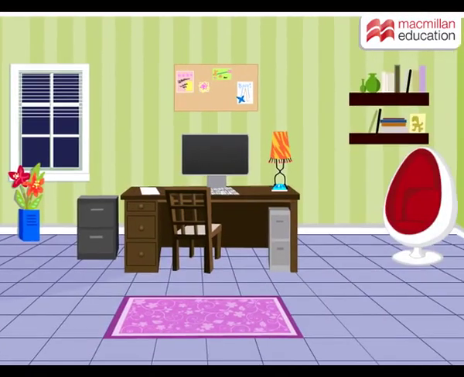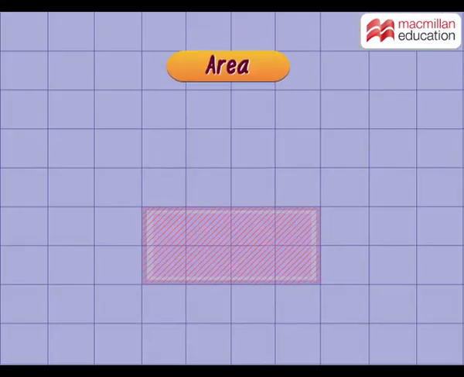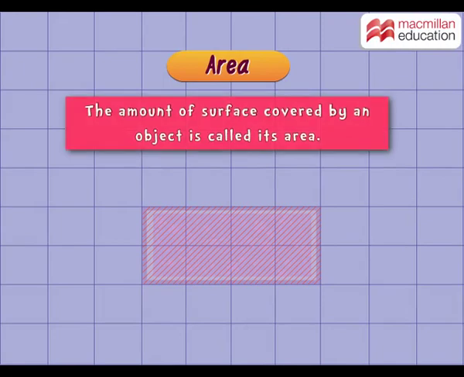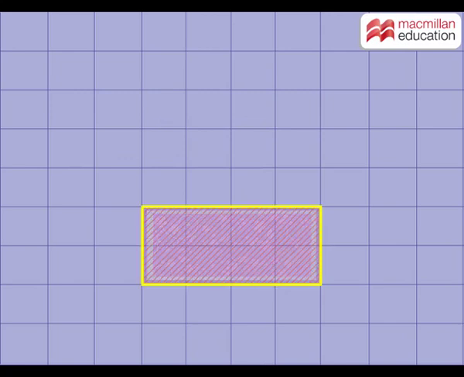Hi kids, do you know how much area is occupied by this mat? When we say area, we mean the amount of surface covered by a given object. Hence, for finding the area, we can simply make a boundary around this mat and remove the mat to see the area it covers. And this shaded region represents the area of the mat.